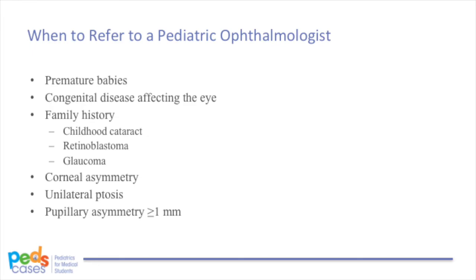In children 3 to 5 years old, visual acuity shouldn't be worse than 20/40, and in children over 6 years old, vision shouldn't be worse than 20/30. If visual acuity falls below that, the child should be examined by a pediatric ophthalmologist.